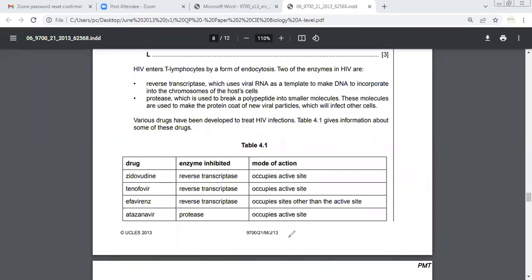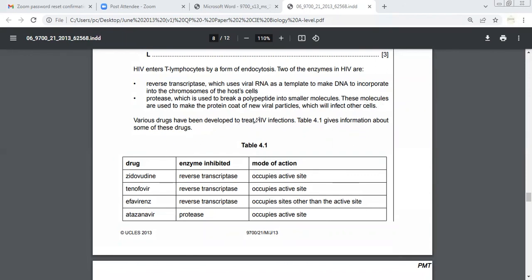Okay, HIV enters T lymphocytes by a form of endocytosis. Two of the enzymes in HIV are reverse transcriptase, which uses viral RNA as a template to make the DNA to incorporate into the chromosome of the host cell. ठीक है, वो अपने आप को replicate करवा देता है और RNA से DNA बना देता है. Protease, which is used to break the polypeptide into smaller molecules. These molecules are used to make the protein coat of new viral particles, which will infect the other cells.